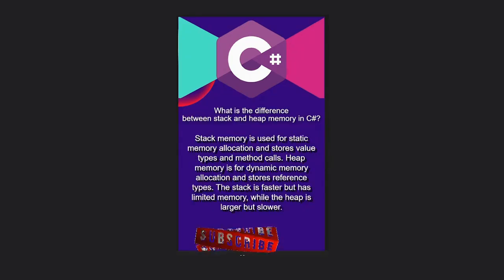What is the difference between stack and heap memory in C#? Let's clear up the difference between the stack and heap memory in C#. Stack memory is used for static memory allocation and stores value types and method calls. Heap memory is for dynamic memory allocation and stores reference types.